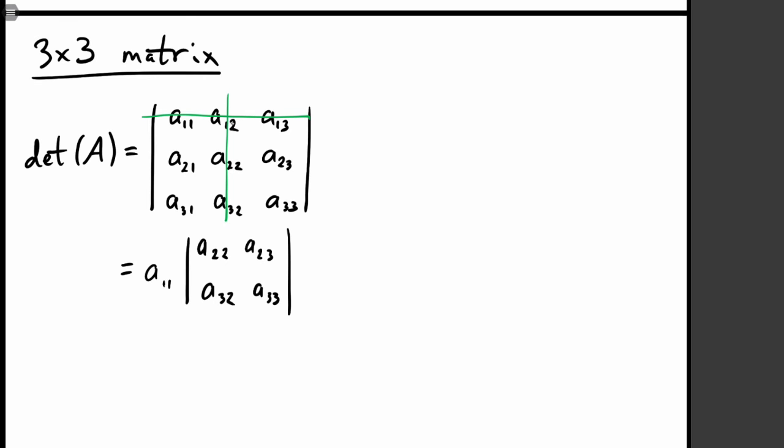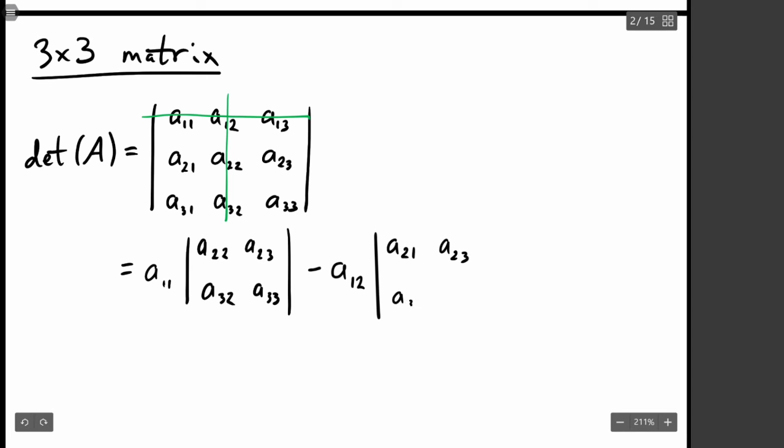Right, so here it crosses at A12, but it's going to be minus A12 here. Like I said, it's going to switch. And then now we have a little 2 by 2 left again, so we write down that determinant. So we've got that. Now let's do the last one.